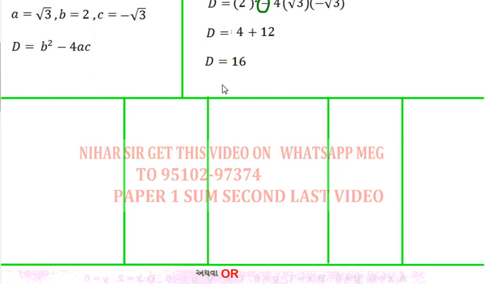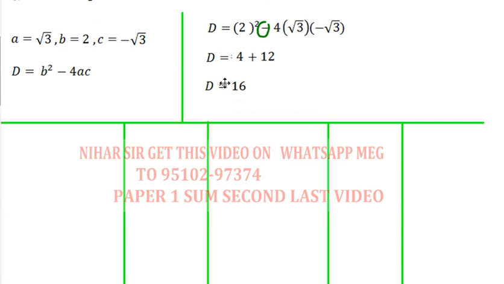Now 16 is a perfect square, so it has two solutions. Now alpha and beta, this formula you have to remember, alpha is minus b plus root d upon 2a. Beta is again the same, but the sign is minus. Many students make a sign mistake, writing minus in alpha and plus in beta. You have to remember that in alpha there is a plus sign and in beta there is a minus sign.